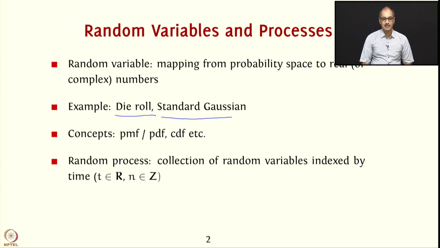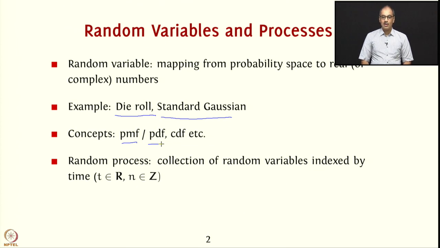Implicitly, there are concepts such as probability mass function and probability density function. Probability mass function, of course, is for discrete, and probability density function is for continuous random variables, cumulative distribution functions, and so on. These are all characteristics that define the random variable. In other words, the probability mass function or probability density function and other such functions essentially determine the statistics of the random variable, what values it can take, with what probability, and so on. Even though the random variable is essentially random, this gives you a hint of statistics as to what values are likely, unlikely, and so on.